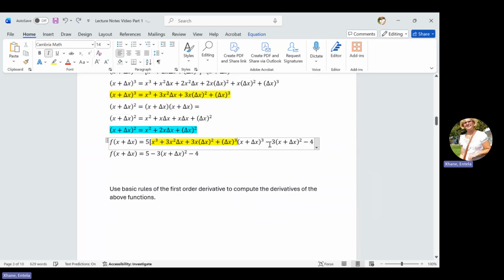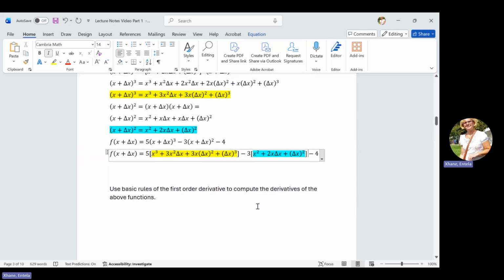Okay, let me back up. It's not this one. It's the next one. So x plus delta x to the third will be substituted by the yellow one. Here's the substitution inside the bracket sign. So x plus delta x to the third is substituted by the yellow. Minus this x plus delta x squared will be substituted by the blue one. Here's the blue one. Inside the bracket.